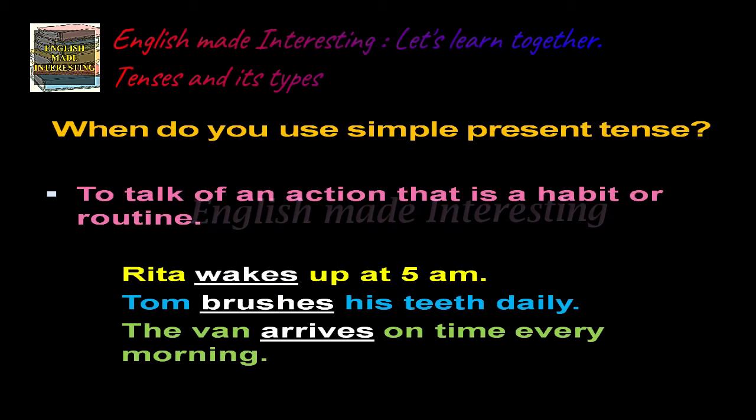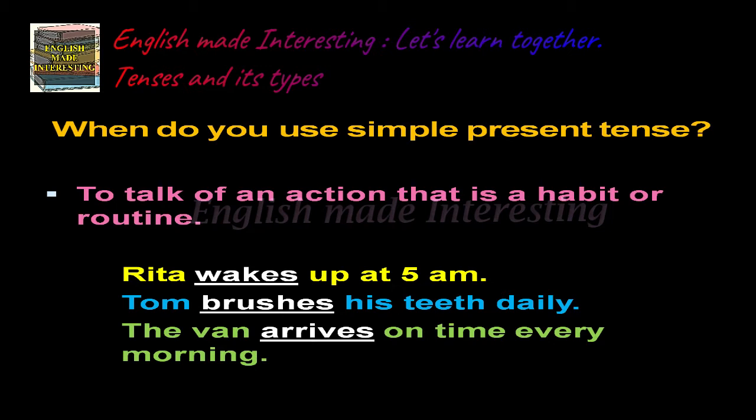Now we'll talk about when to use simple present tense. To talk of an action that is a habit or a routine. Example, Rita wakes up at 5 a.m. It's a routine action or it's a habit. It keeps happening. So here we use simple present tense. The next example, Tom brushes his teeth daily. It's a routine habit or every day. It's a habit which he does daily. So it is written as Tom brushes his teeth daily, and simple present tense is being used here.